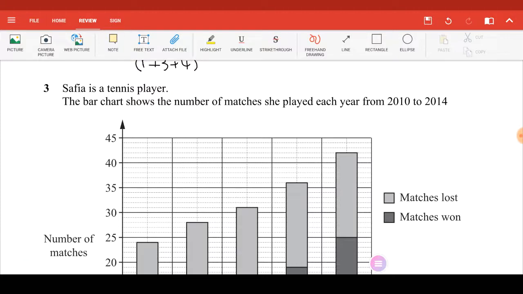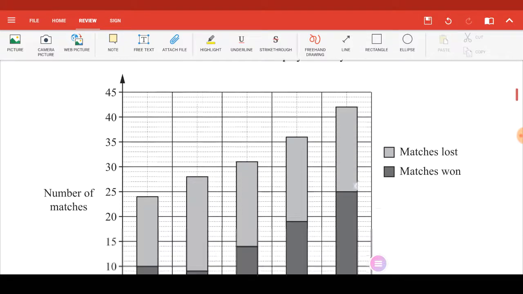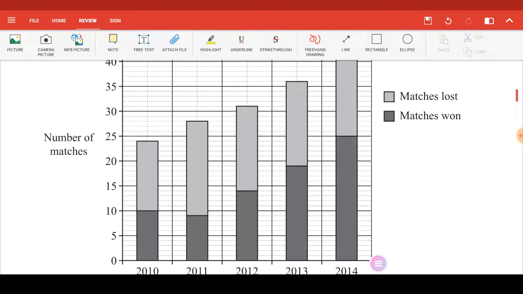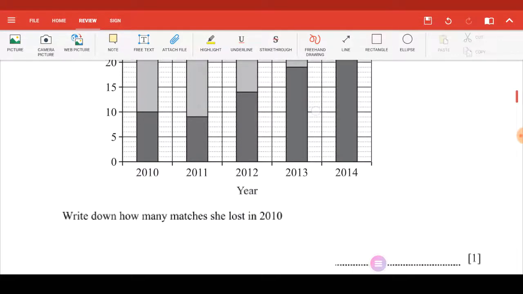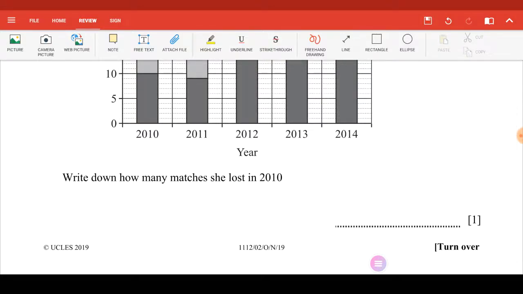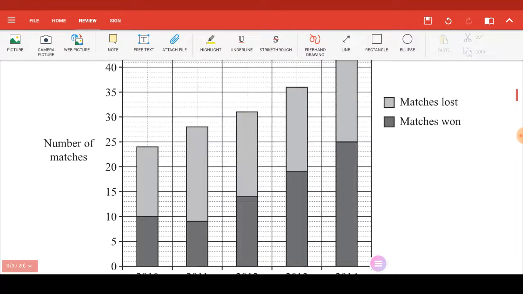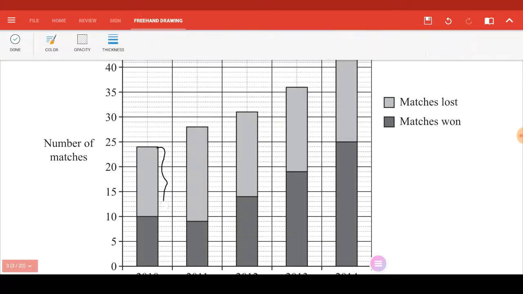Sophia is a tennis player. The bar chart shows the number of matches she played each year from 2010 to 2014. The number of matches is on the vertical line. Matches lost are the gray shade and the dark shade is for the matches she won. Write down how many matches she lost in 2010. As you see, in 2010, you need to know the height of the gray bar in 2010.